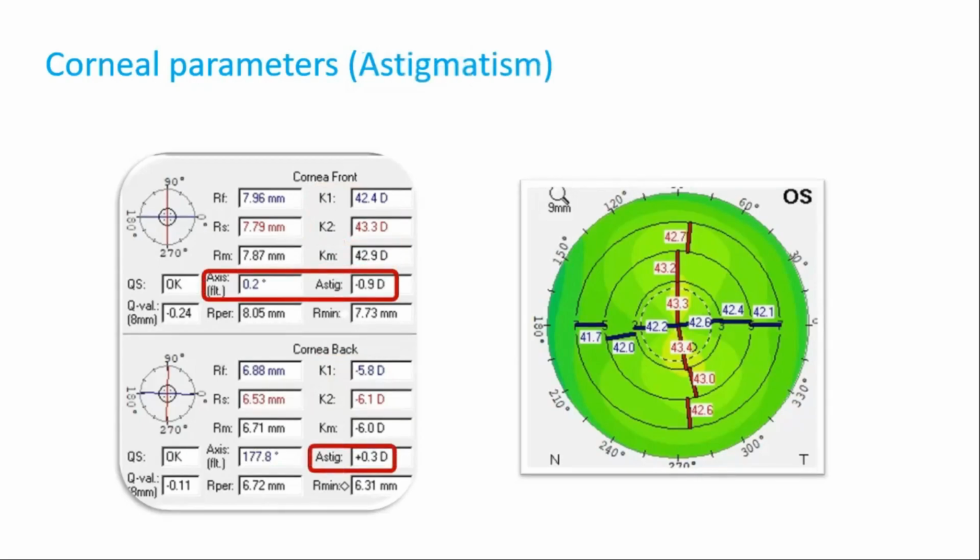Next thing to look at is the magnitude and axis of astigmatism, and also correlate the magnitude and axis of astigmatism with the manifest refraction. So astigmatism is nothing but the difference between K1 and K2 on the front and back surfaces of the cornea. When we add the astigmatism of the front surface and the back surface of the cornea, we get the algebraic sum. The sum of these two values gives us the total corneal astigmatism.